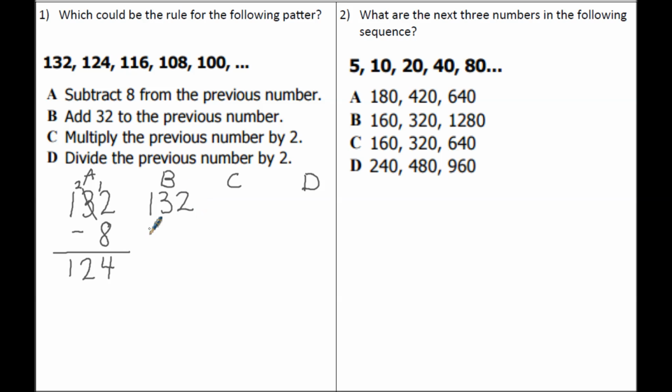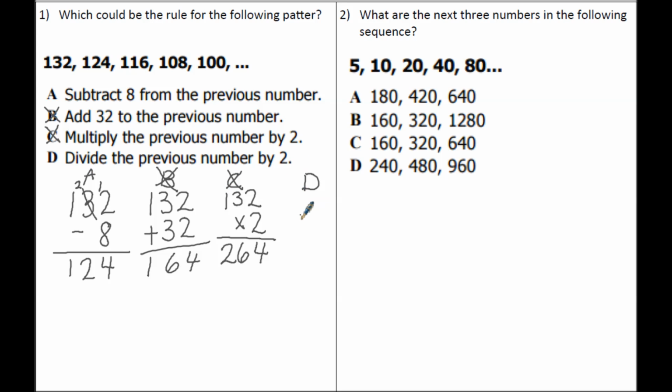Choice B says that we should be adding 32 to the previous number. 2 plus 2 is 4, 3 plus 3 is 6, and 1 plus 0 is 1, and 164 is not the next number. So answer choice B does not give us the next number in that sequence. Answer choice C says that we should multiply the number by 2, and that gives us 264, which is not the next number in that sequence. So answer choice C does not give us a good rule.